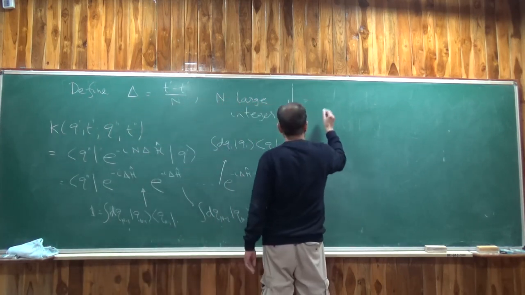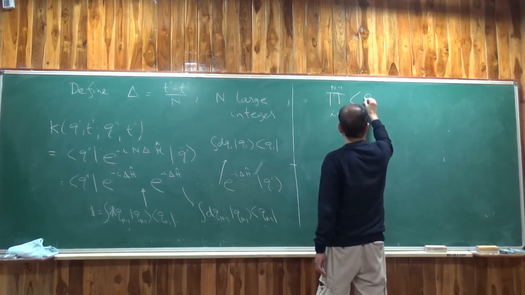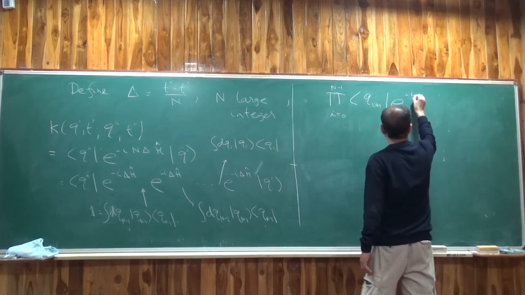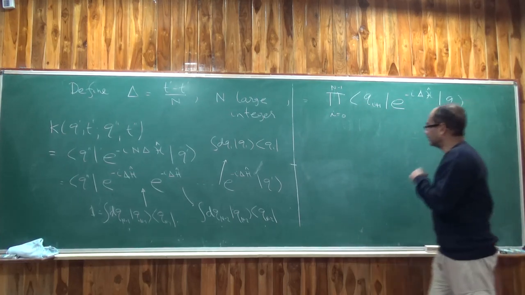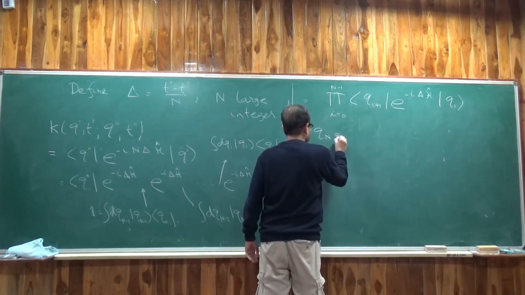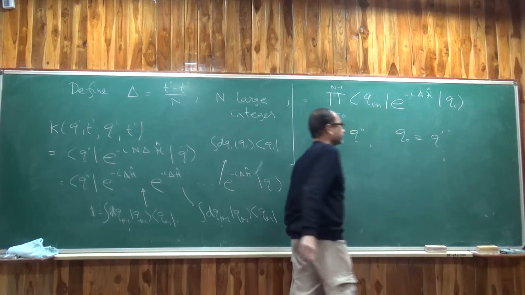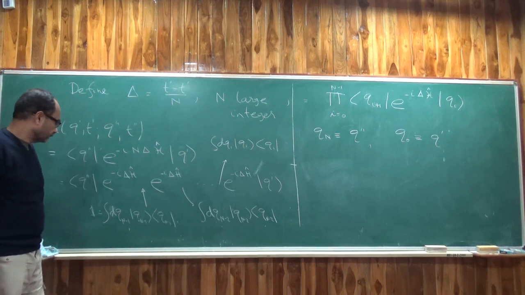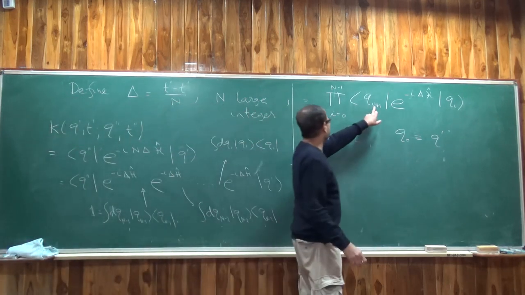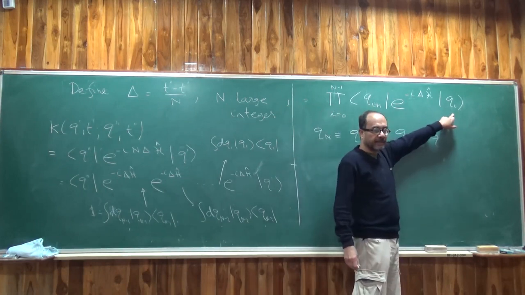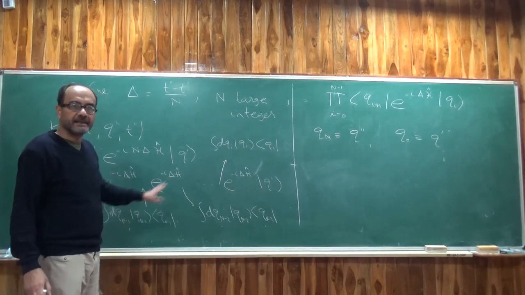So this product, I can write as a product, i equal to 0 to n minus 1, with the understanding that Qn is by definition Q double prime and Q0 by definition is Q prime. Then this is like Qn e to the minus i delta h hat Qn minus 1. That's the i equal to n minus 1 term here. Then the i equal to n minus 2 term and so on. Is this clear?